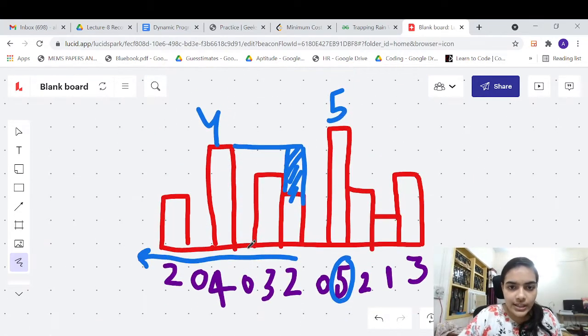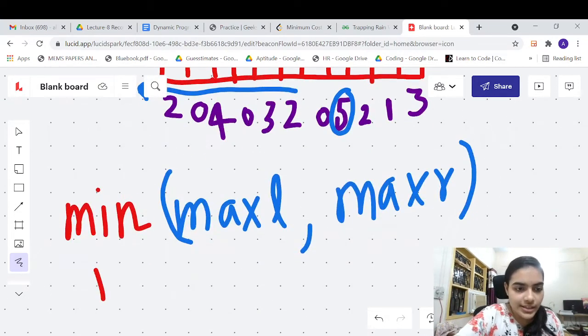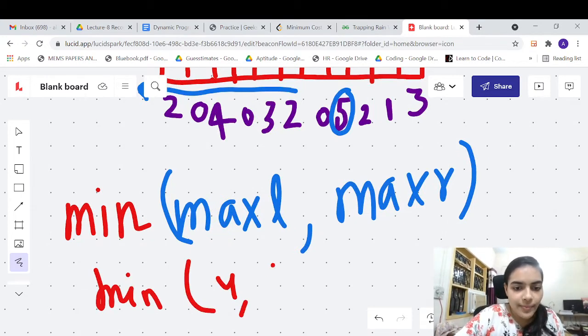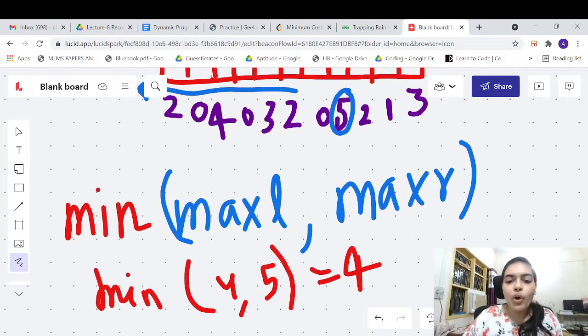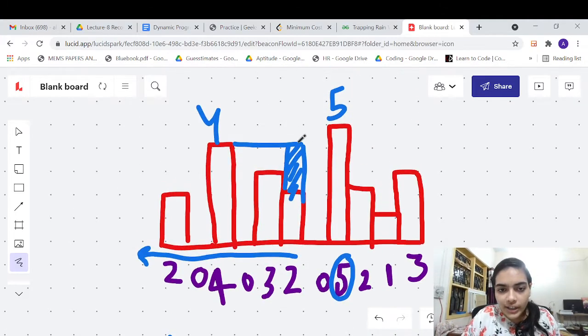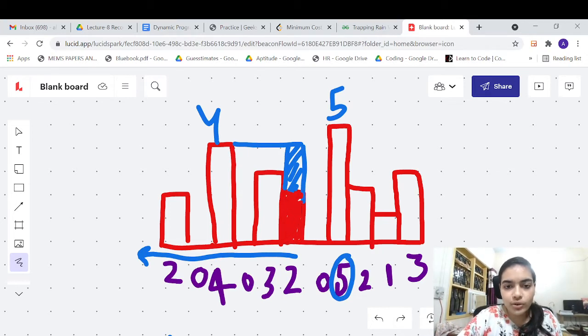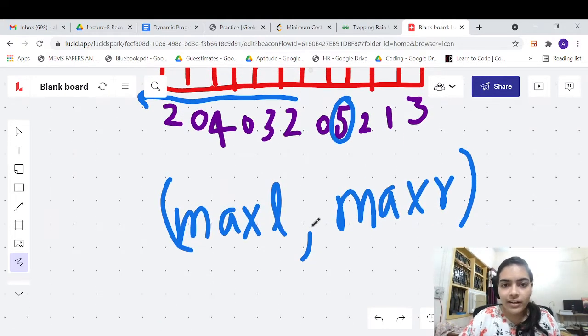That will give you the height up to which you can rise. In this case, the minimum of 4 and 5 is 4, so you can rise up to height 4. But what is the water that you are storing? The water that you are storing is 4 minus 2, which is 2, where 2 is the height of your bar. You cannot store the entire water because this block is also taking some of the area. So you have to subtract the area of this block, which is just the height.